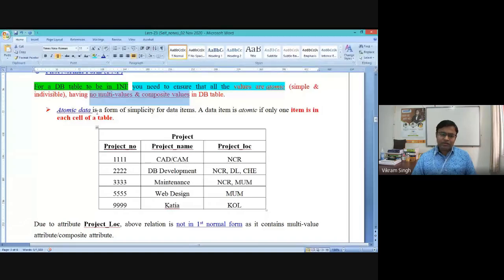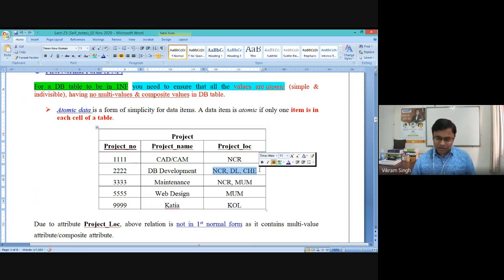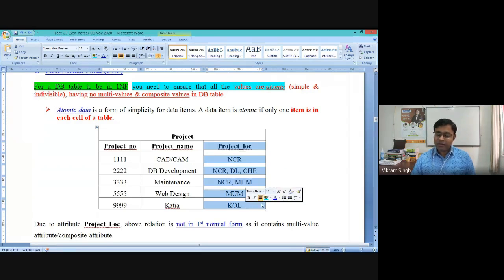Atomic value means values which cannot be divided. Like in project number, you cannot divide or split the value. These are atomic values, right? But in case of project location, the values can be separated, because these are three different values. So we cannot say that this attribute has atomic values, because for these two tuples we have multiple values, right?